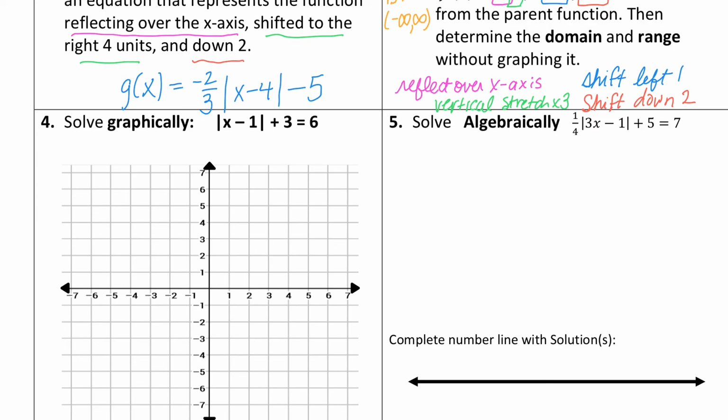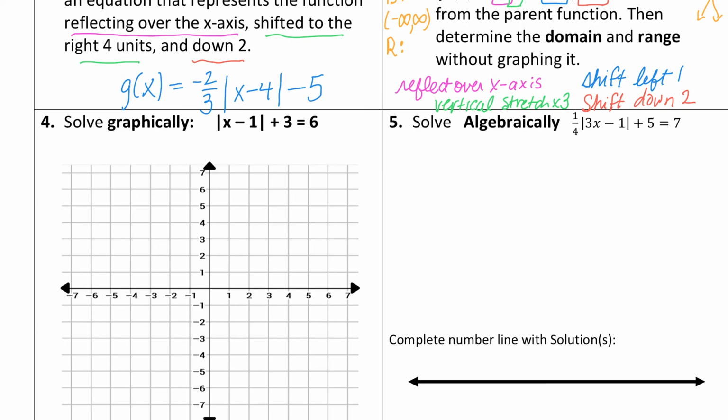That will never change. However, your range will change. And just kind of, you know, think about what this is going to look like. Obviously, it's going to open down, right? Because it's negative. And then your vertex right here is going to be the point (-1, -2).